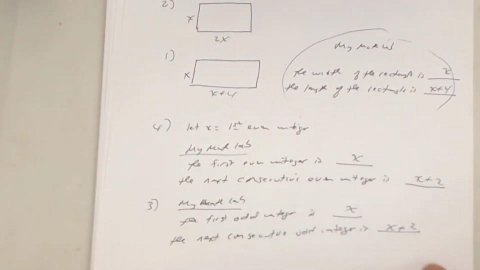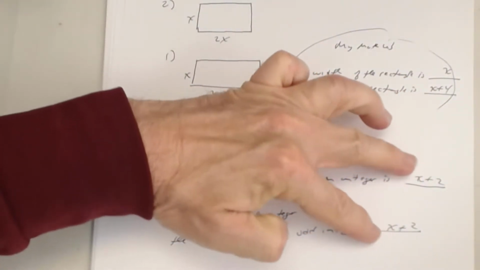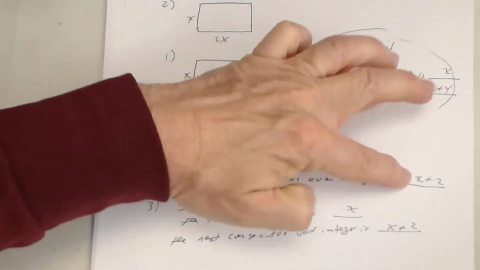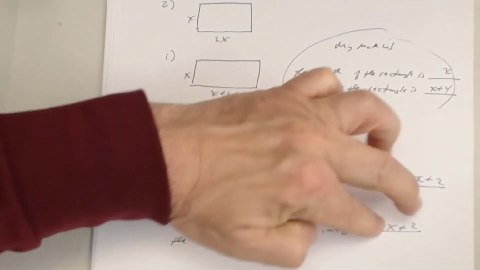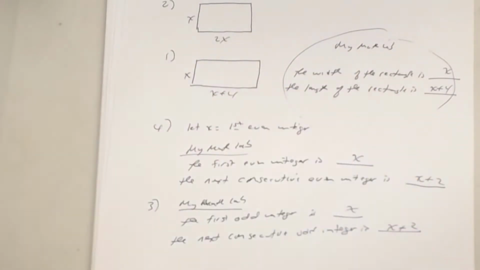When people think of odd, they want to say x plus 1 or x plus 3. You have to think about an odd number. An odd number would be something like 9, right? What's the next odd number? 11. I don't say 9 plus 1, I say 9 plus what? 2. So that's why it's x plus 2 in both of these. Regardless of whether it's consecutive even or consecutive odd, it's the same, x plus 2. If x is even, the next even is x plus 2. If x is odd, the next odd is x plus 2.